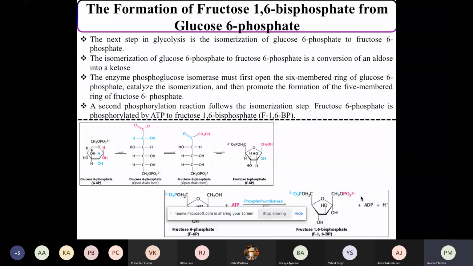So in the first stage, you have seen that there are two steps. First is conversion of glucose to glucose 6-phosphate, where ATP was involved, and second is conversion of fructose 6-phosphate to fructose 1,6-bisphosphate. The reaction, glucose 6-phosphate to fructose 6-phosphate, does not require any ATP or energy. Let us see the next step.